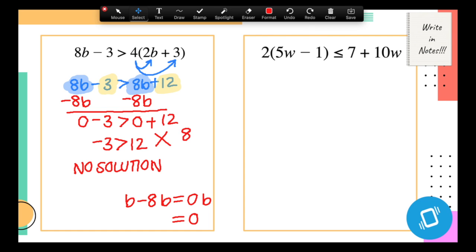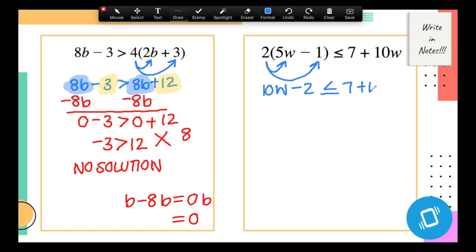So the next problem is 2 parentheses 5w minus 1 is less than or equal to 7 plus 10w. First thing that I see are parentheses, so I'm going to distribute. I'm going to distribute the 2 to the 5w and then 2 to the negative 1. When I do that, I get 10w minus 2 is less than or equal to 7 plus 10w.